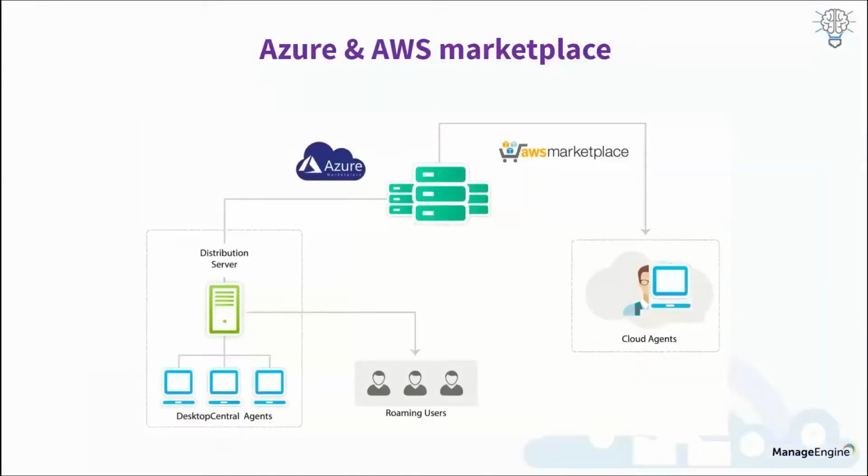And Desktop Central is also available in AWS Marketplace and Azure. In case you are looking to host Desktop Central in any one of the cloud servers, you can use AWS or Azure as of now.